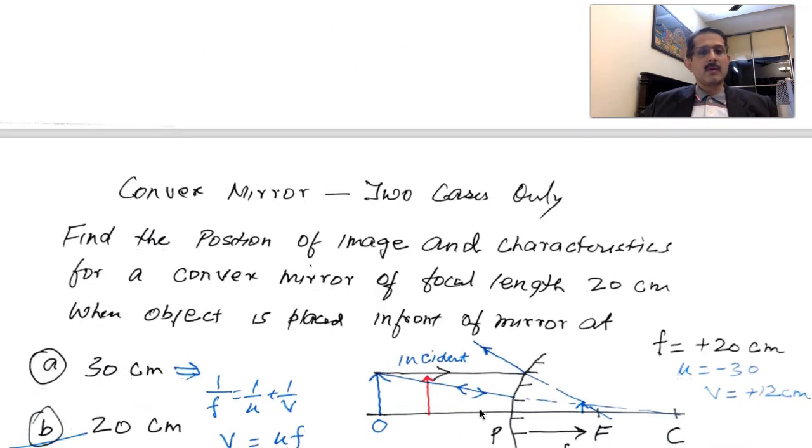Let's talk about the convex lens. Now, in the convex lens, there are only two types of images which are formed. One is when the object is at infinity.